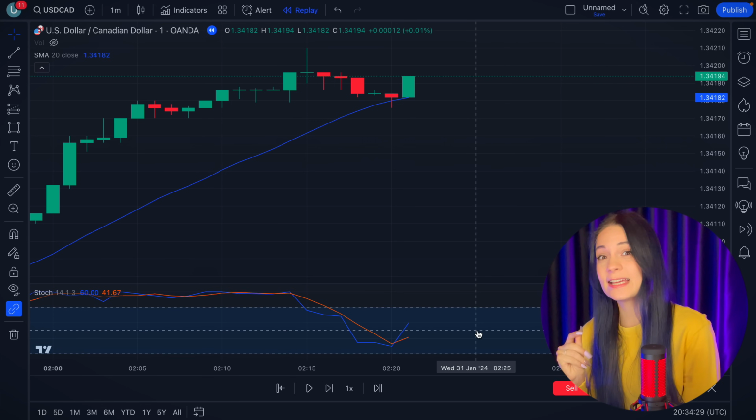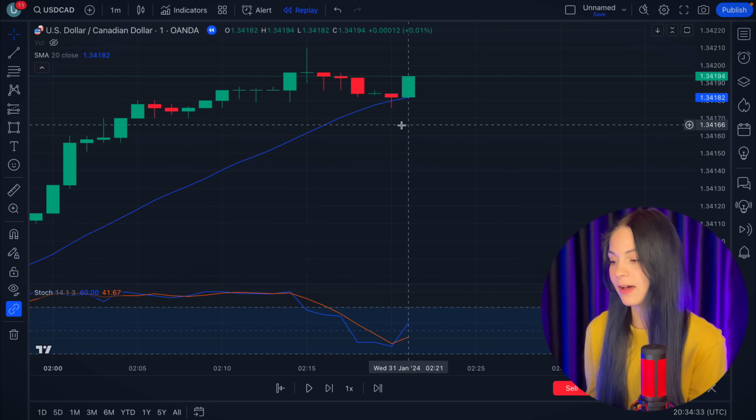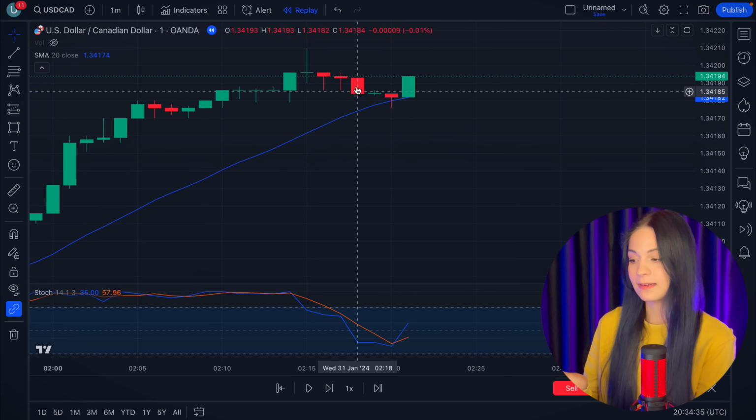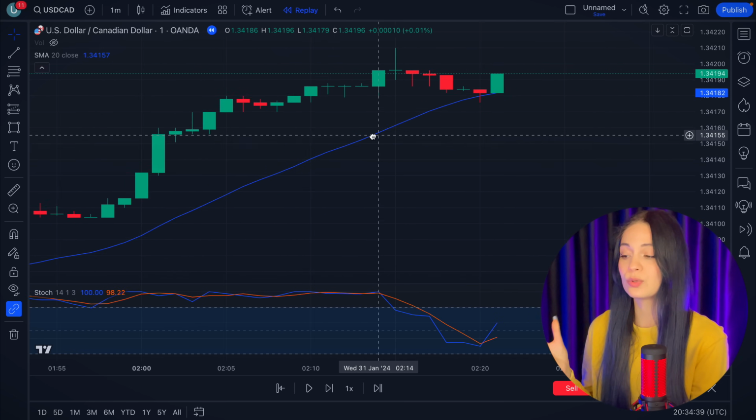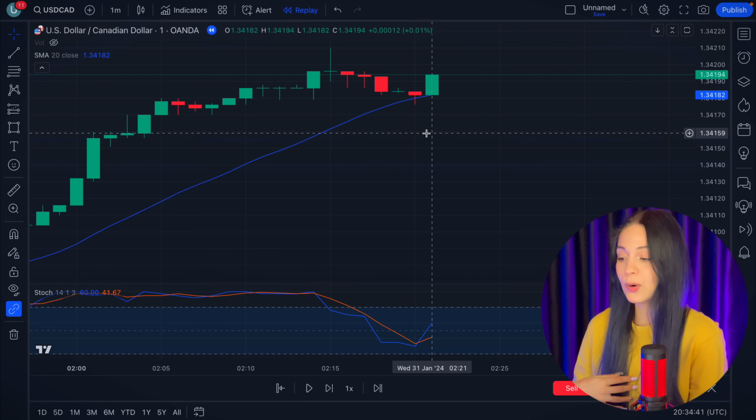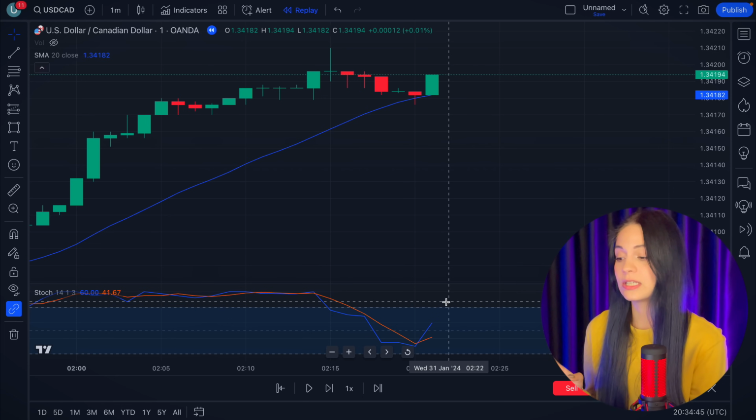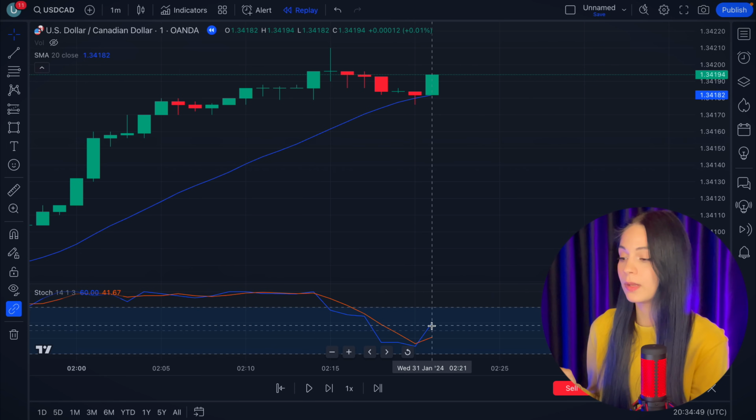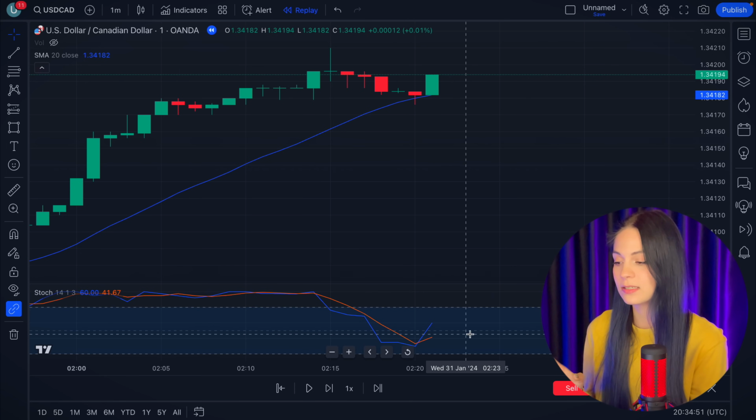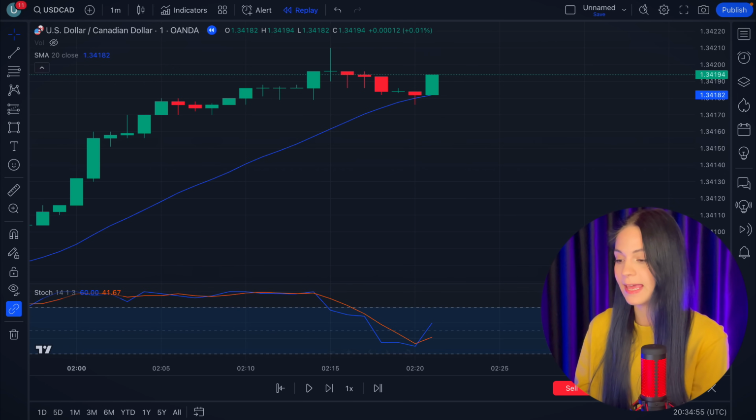And I would say yes and no, because specifically with this strategy, if we have confirmation from candlesticks, if we see that the price reacts to the simple moving average, I personally do not wait for stochastic to be crossed over in some specific area. In this case, I'm going to open the deal if I see this crossover lower than the level of 50. So in this case, it happened right here.